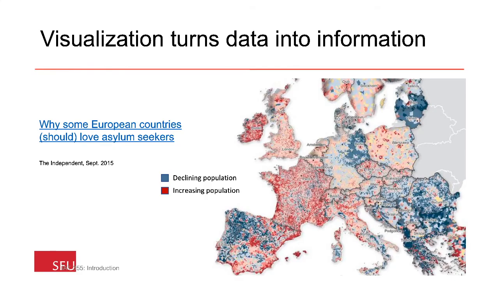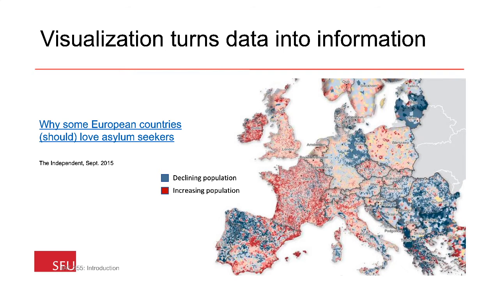Okay. What visualization is intending to do for us is to turn data into information. So here's an example of the European continent and the increases and decreases in population throughout Eastern and Central and Western Europe. And as you can see, they're using color here to indicate where a population is increasing, and using the blue to indicate where populations are decreasing.